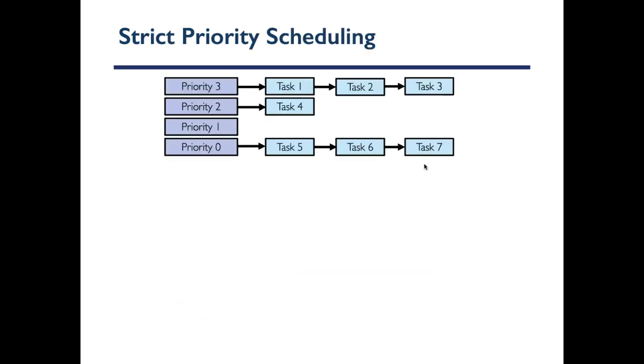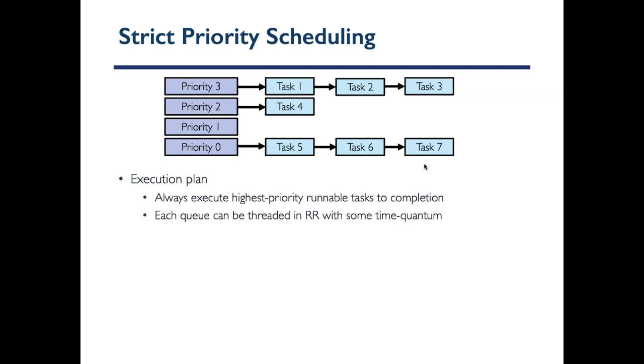To address the fairness issue, we're going to start talking about a bunch of policies that target fairness. So this is the first one of them, which is basically the one that you implemented for Lab 2, or you are implementing for Lab 2. The way this one works is that you have priorities for each task. Then the execution plan is very simple.